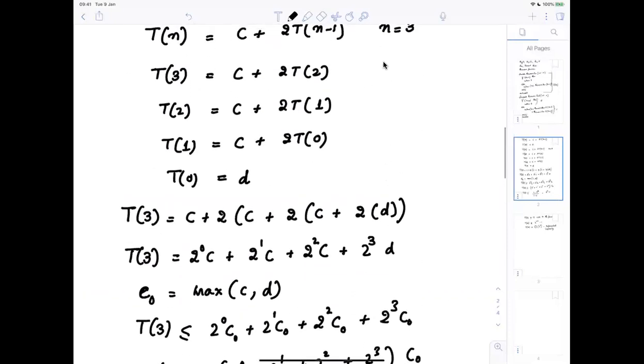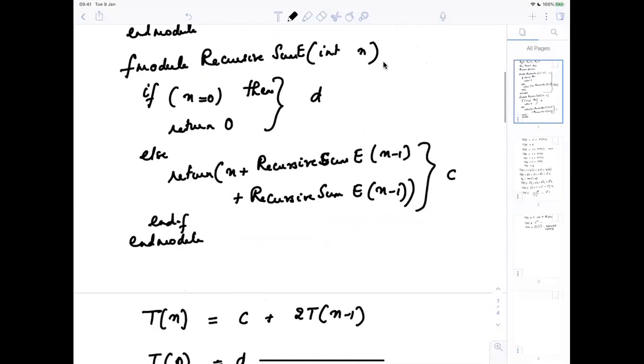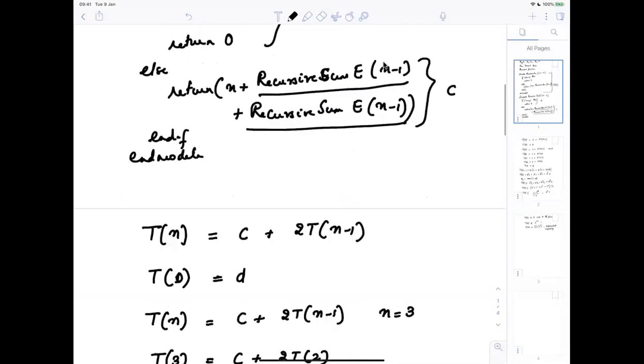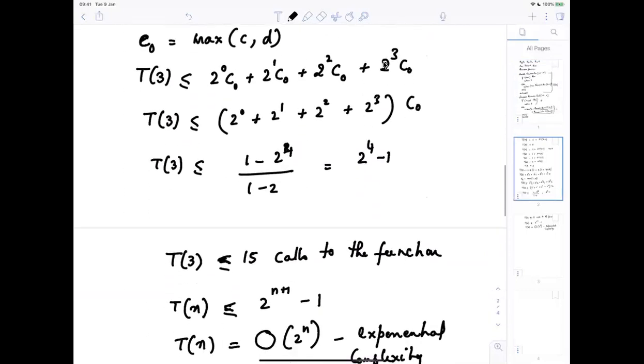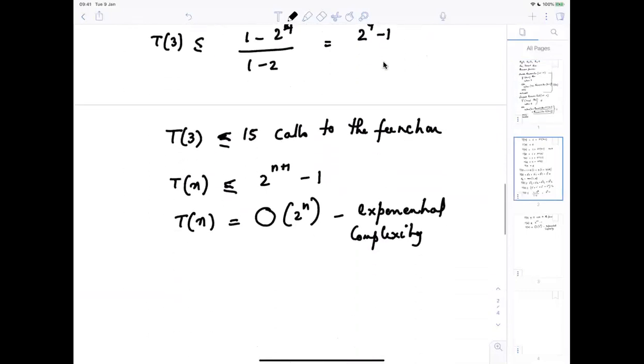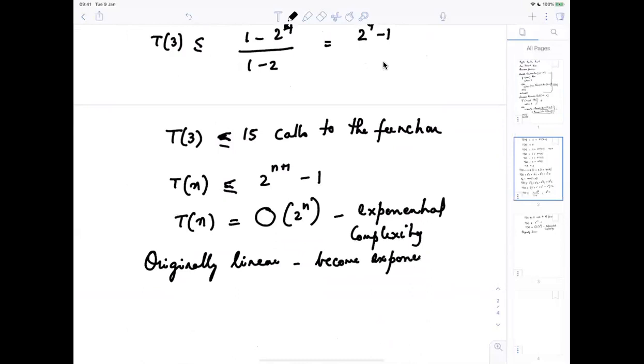We should notice that something as simple as adding one more recurrence can make your algorithm, which was originally linear, become exponential. Okay, so this is something that we need to worry about. All right.